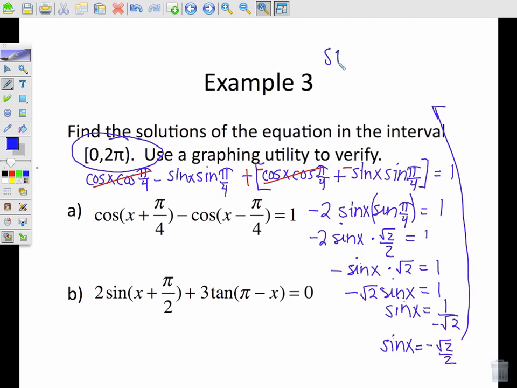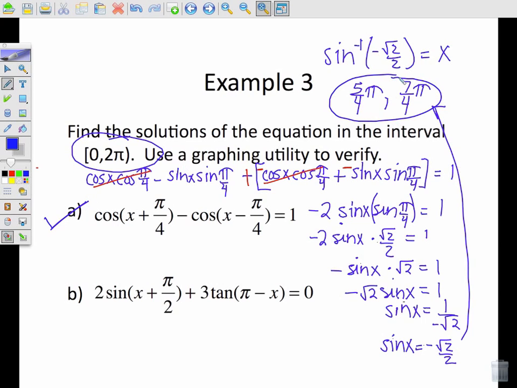I'm going to go back up on top here. So I need to do inverse sine of negative root 2 over 2. What are my angles? Equals x. Well, sine is negative in quadrant 3 and 4, and this would occur at the fourths angles. So my answers are 5/4 pi and 7/4 pi. Quadrant 3 and 4 is what we're looking at. Those are the final answers here to example A, right there.